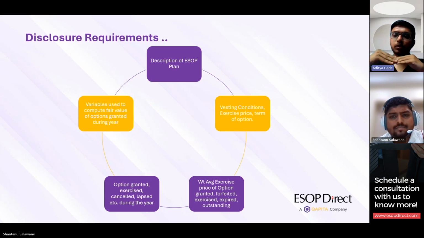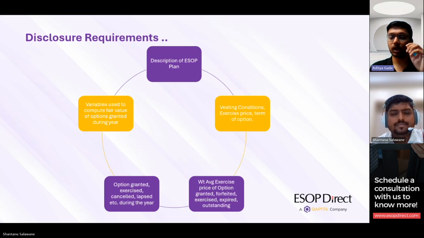The third thing we have to mention is how many options are granted, what their grant date is, and what their vesting conditions are. As I mentioned earlier, the usual conditions are based on time, but in some cases there are market-based conditions as well. In that case, we have to mention what those vesting conditions are. Then another thing is the exercise price. So exercise price is a disclosure.